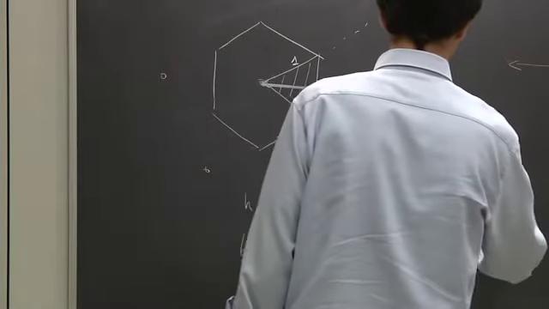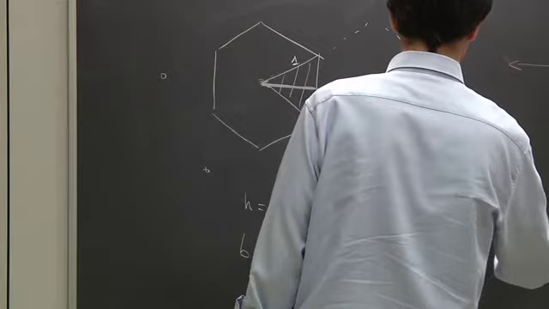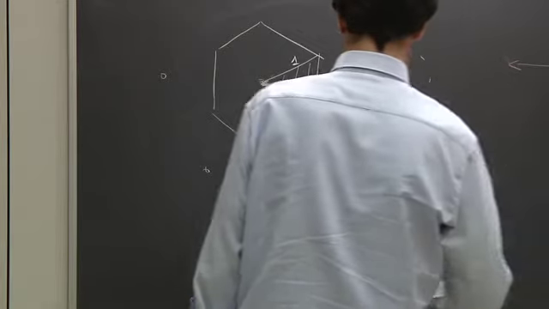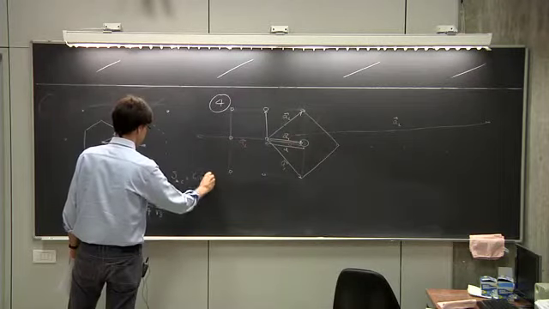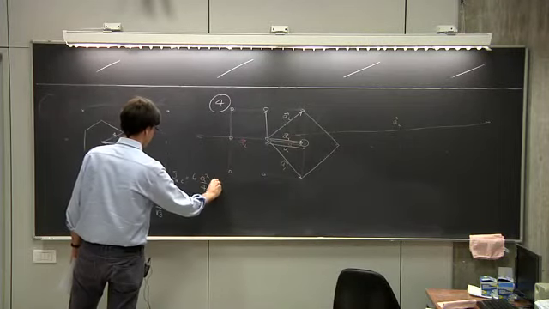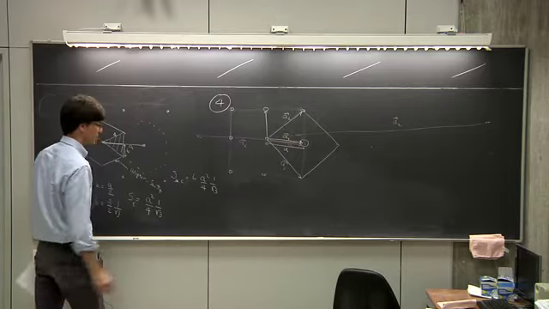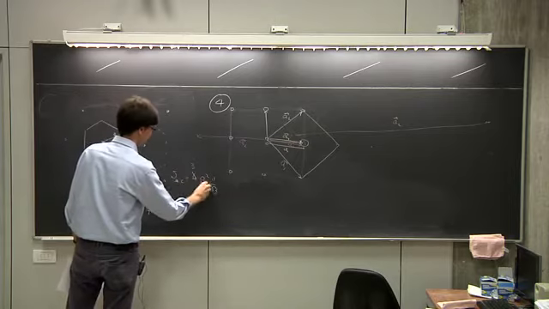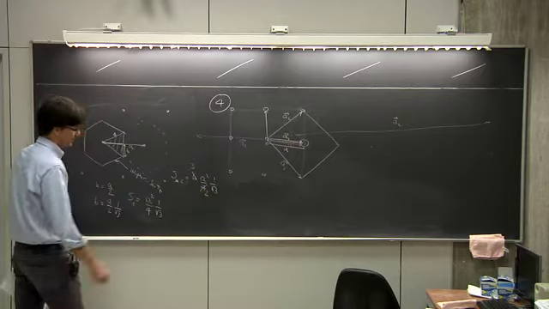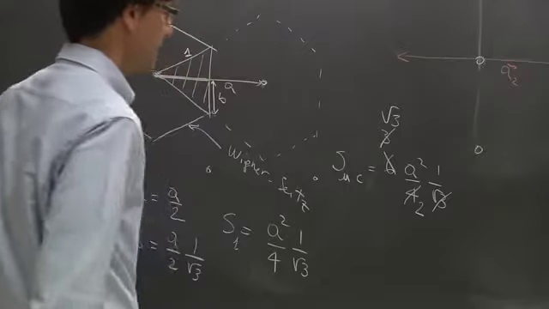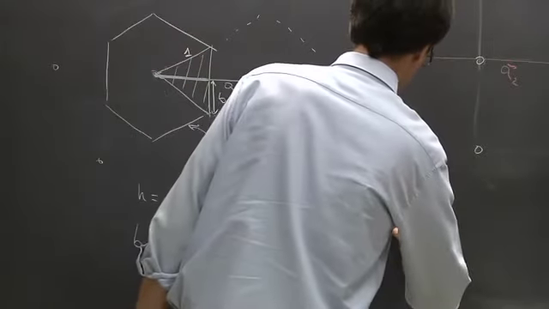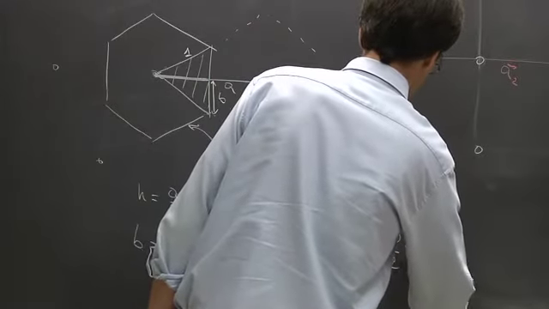So the unit cell is going to be given by 6 times A squared over 4, 1 over square root 3. If you wish, you can write it like that. So it's equal to square root 3 over 2 A squared.